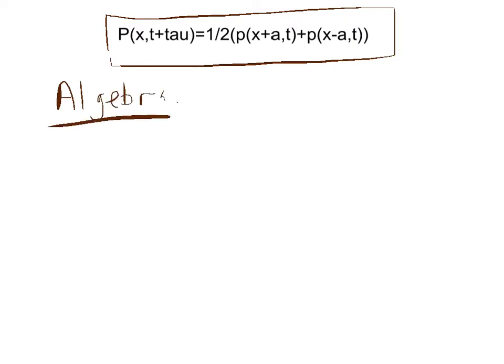So the algebra basically goes like this. The random walk has two parameters associated with it. There's the parameter a, which is the step size, and there's the parameter tau, which is the time between steps. Both of these parameters are very, very small. For example, a is probably on the scale of nanometers, and tau is probably on the scale of nanoseconds. That's how fast the molecules in a liquid, for example, are moving around or transferring heat to each other.